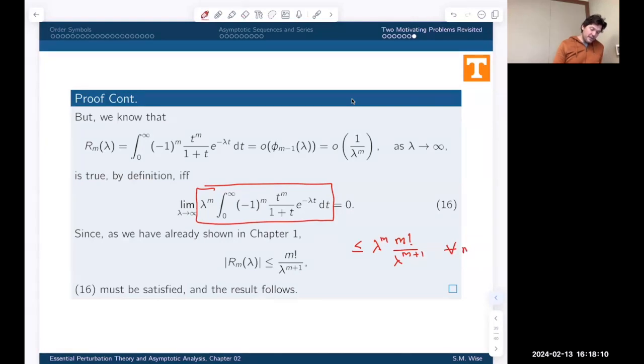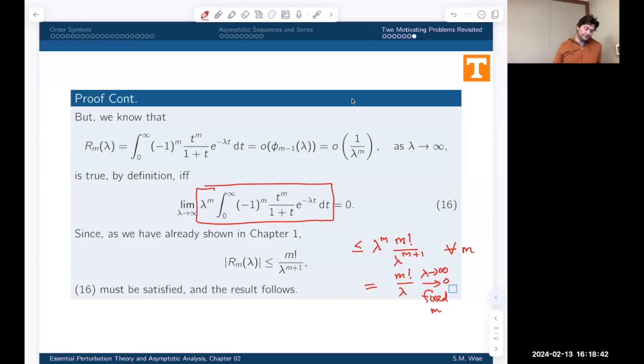The important point here is that under normal circumstances, if m is allowed to get large, then we're going to be in trouble because that's going to blow up. But because it's for each fixed m, as lambda goes to infinity, this is going to be m factorial over lambda. This is going to go to 0. Lambda goes to infinity, but for fixed m. That's the key point. You're fixing m.